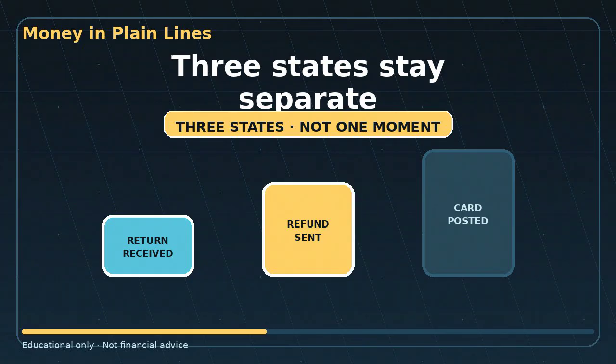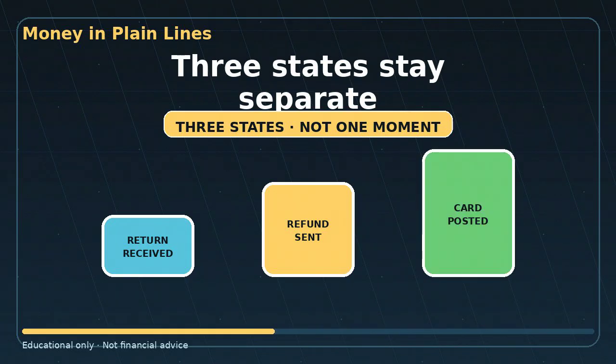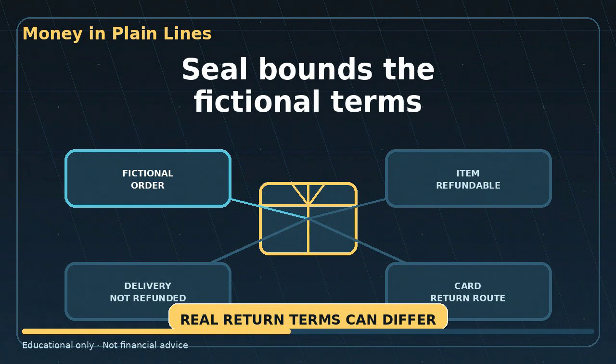Return to the original order layers and ask two separate questions. What was paid originally is $64, while what is refundable under these fictional terms is $58. The difference comes from classifying the two original lines, not from rounding or delay.